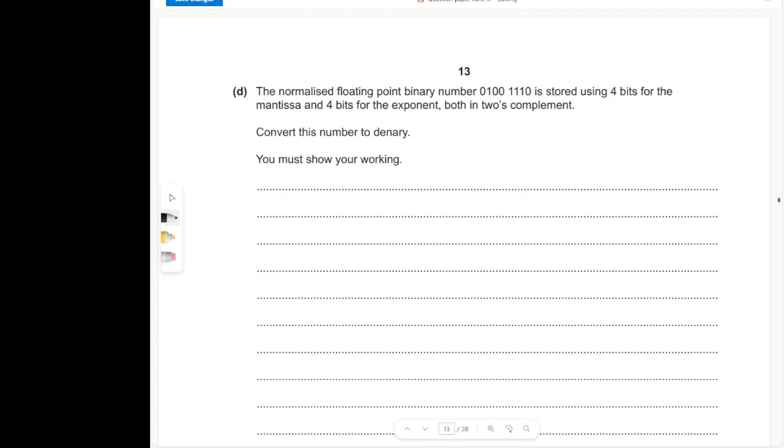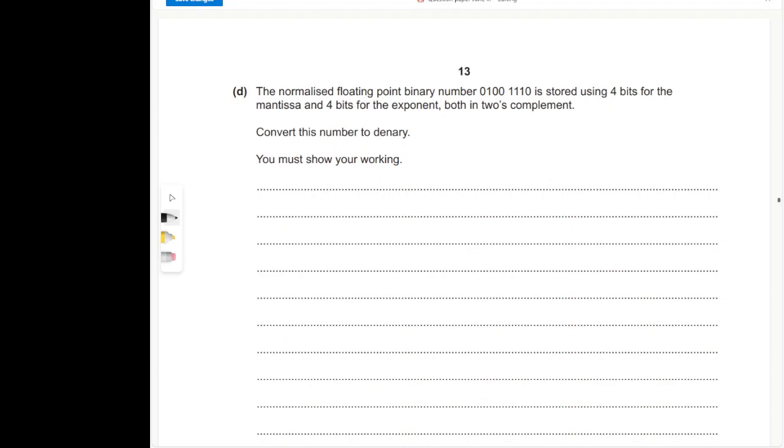Right, okay, so we've got a normalised floating point number. That's the number, stored using 4 bits for the mantissa and 4 bits for the exponent, both in 2's complement. Convert this number to denary. So we're just going backwards. This is the easy bit.